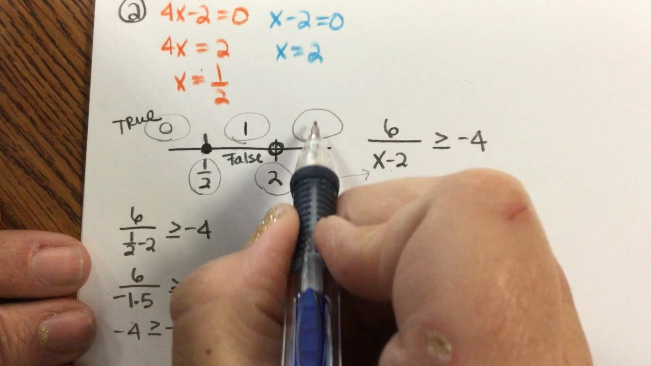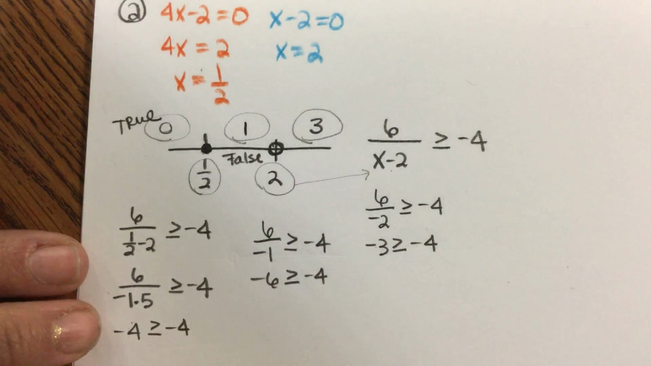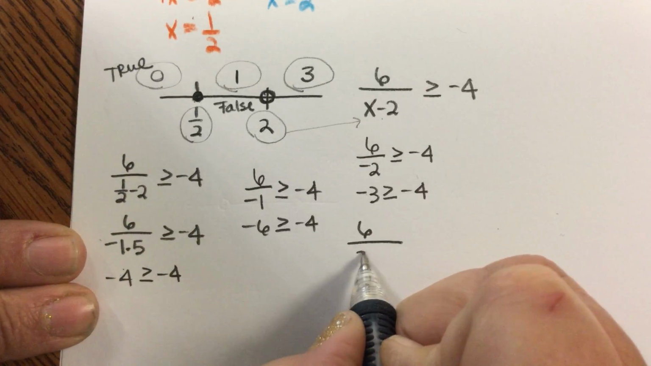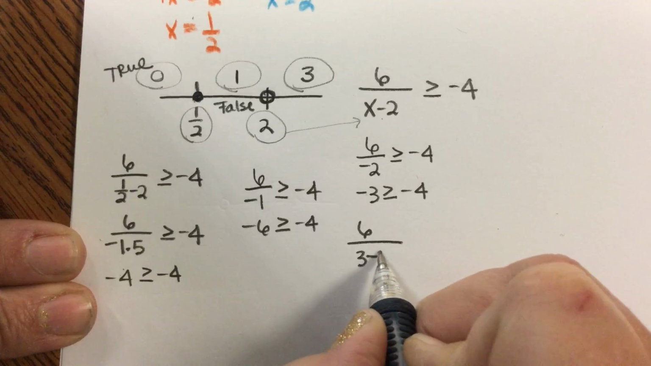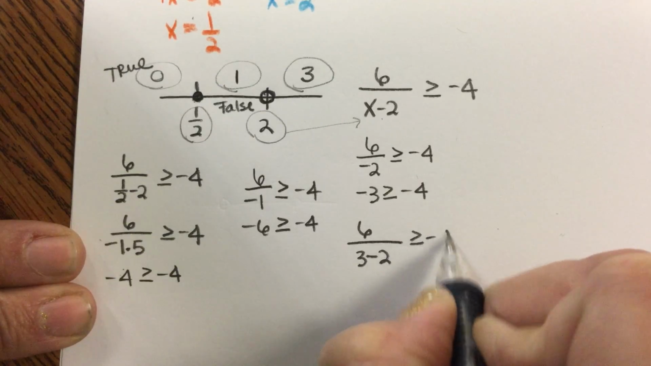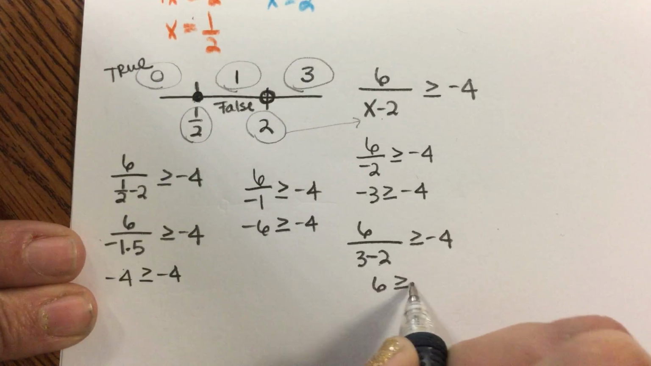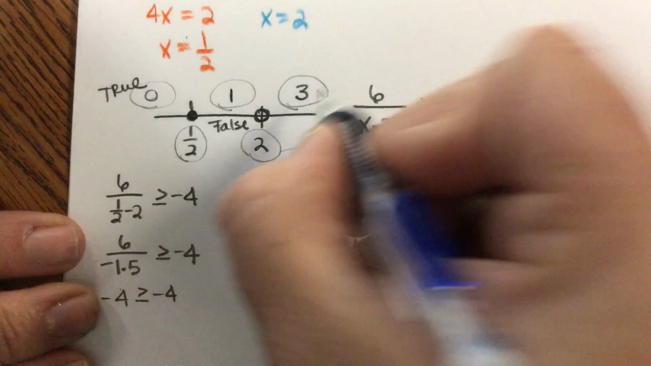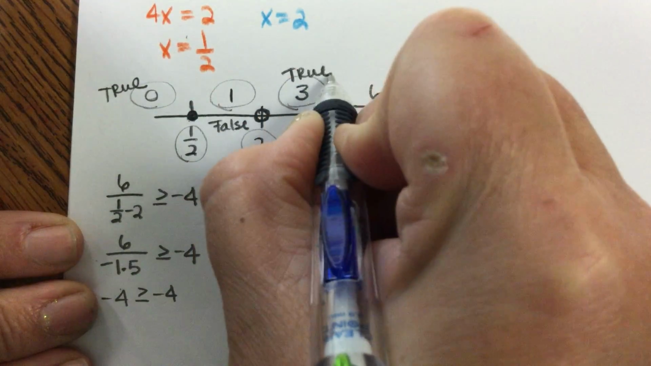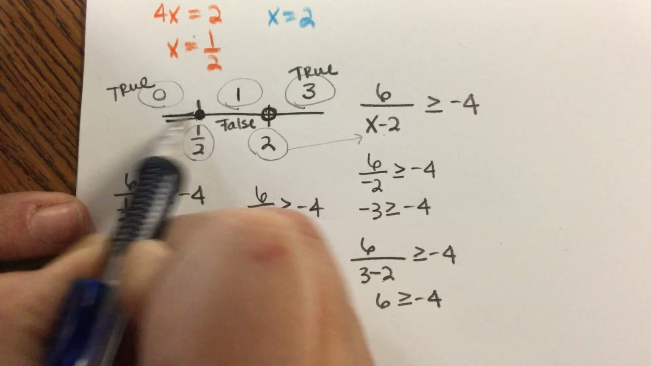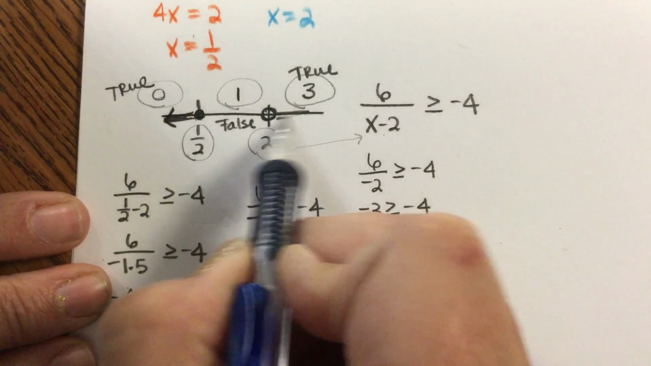My last number to pick is 3. That's to the right of 2. So let's plug that in. 6 over 3 minus 2 is greater than or equal to negative 4. This becomes 6. Is 6 greater than or equal to negative 4? That is a true statement. So true. All right, so now we need to talk about our shading. So this one goes this way, and this one goes this way.